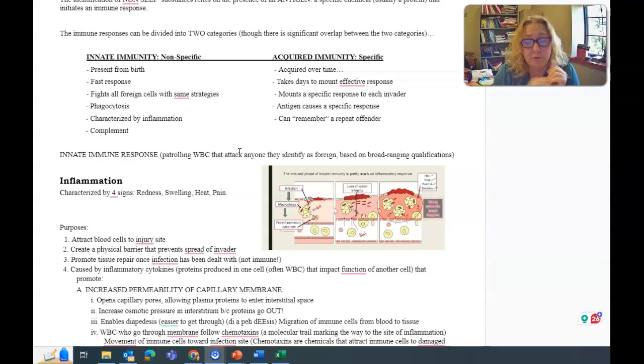Okay, versus acquired immunity, which we'll go over in the next set of lectures. This is acquired over time. You really have to be exposed to it, and then it's acquired. It takes days to mount an effective response through acquired immunity. It mounts a very specific response to each invader. This is due to the antigens that are there, and it remembers a repeat offender. This is why vaccines are things. This is why if you get it once, you usually don't get it again. The innate immune response is basically patrolling white blood cells that attack and identify anything foreign, right? They just kung fu. They're like, no, you're not a self cell, and just like kung fu fighting, right?